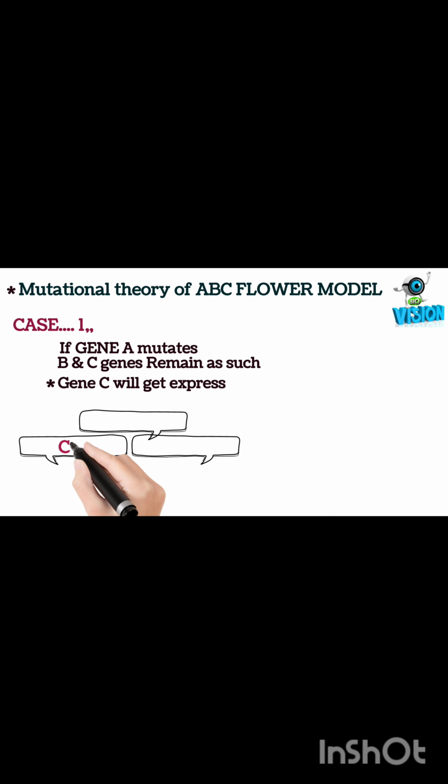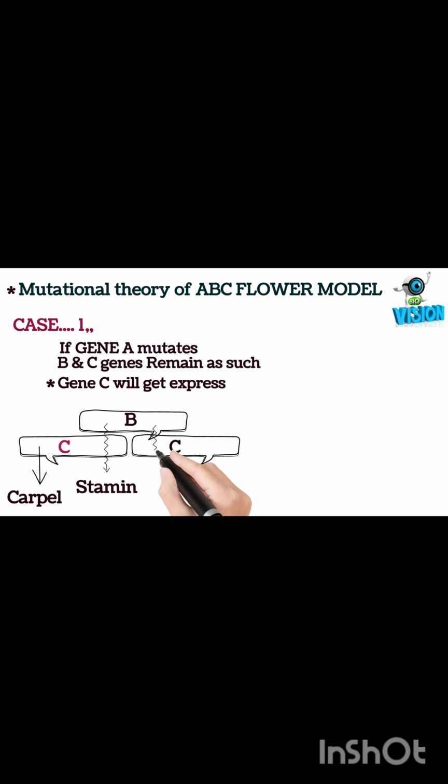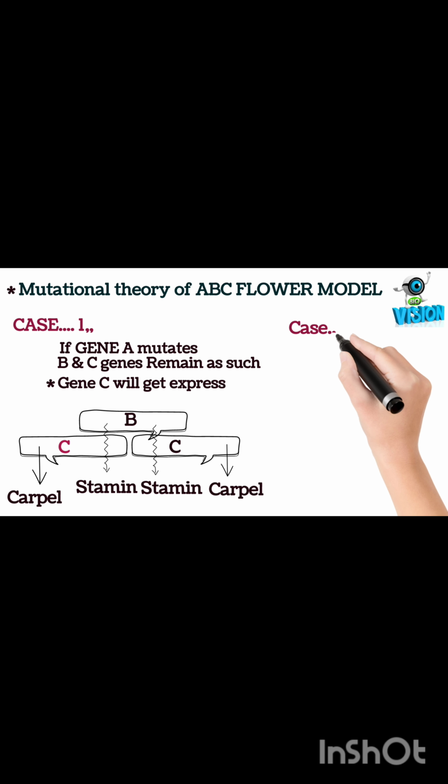This is gene C, this is B gene and this is gene C. Again B, C remain the same, C gets expressed twice and the mutant flower will be formed like this. Outermost carpel, then these two will form stamen. It will again form stamen and the last one, C gene, will form what we know as well-defined carpel. So this will be a mutated form if A gene gets mutated.